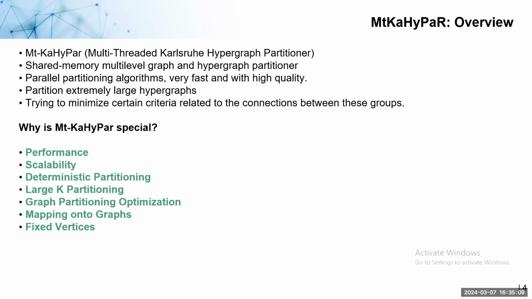It is deterministic, which means when you give the same input, you will definitely get the same output. Large K partitioning means you can partition the graph into a large number of blocks. You can optimize graph partitioning. You can map hypergraphs into graphs. And for some parts, you may say, okay, let me put some vertices into some groups, fix them there, and distribute the other ones. So you can also do fixed vertices.